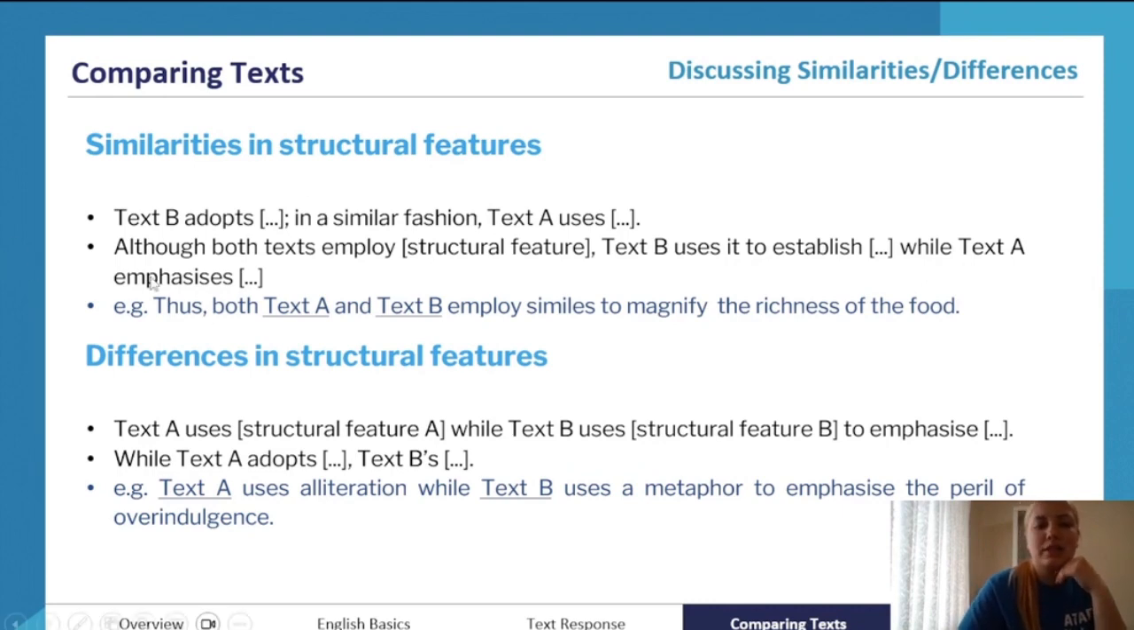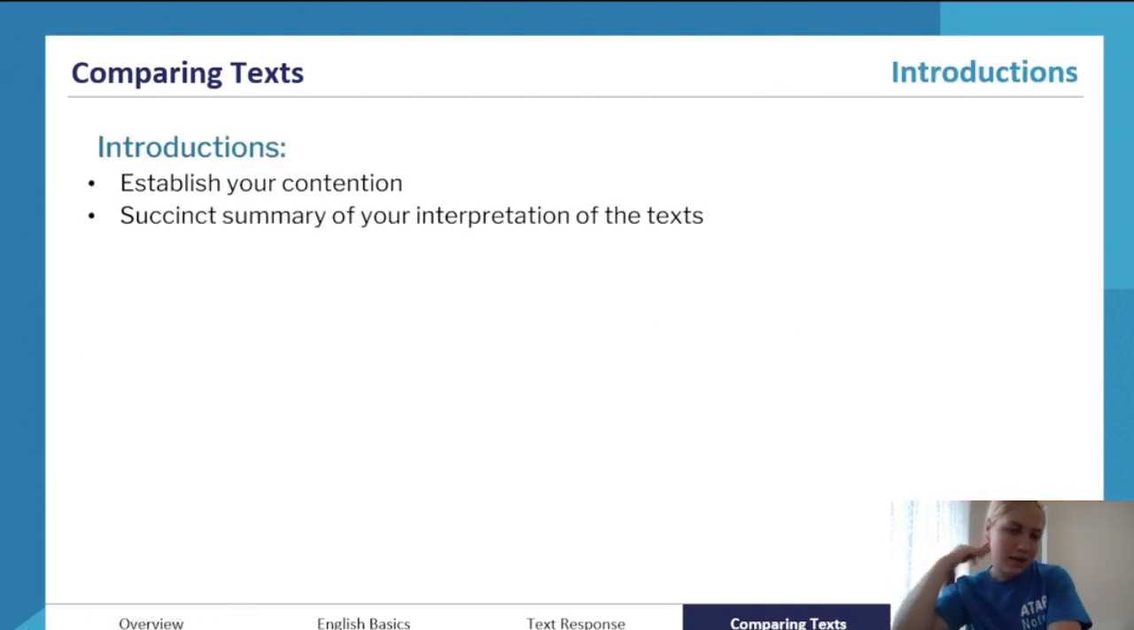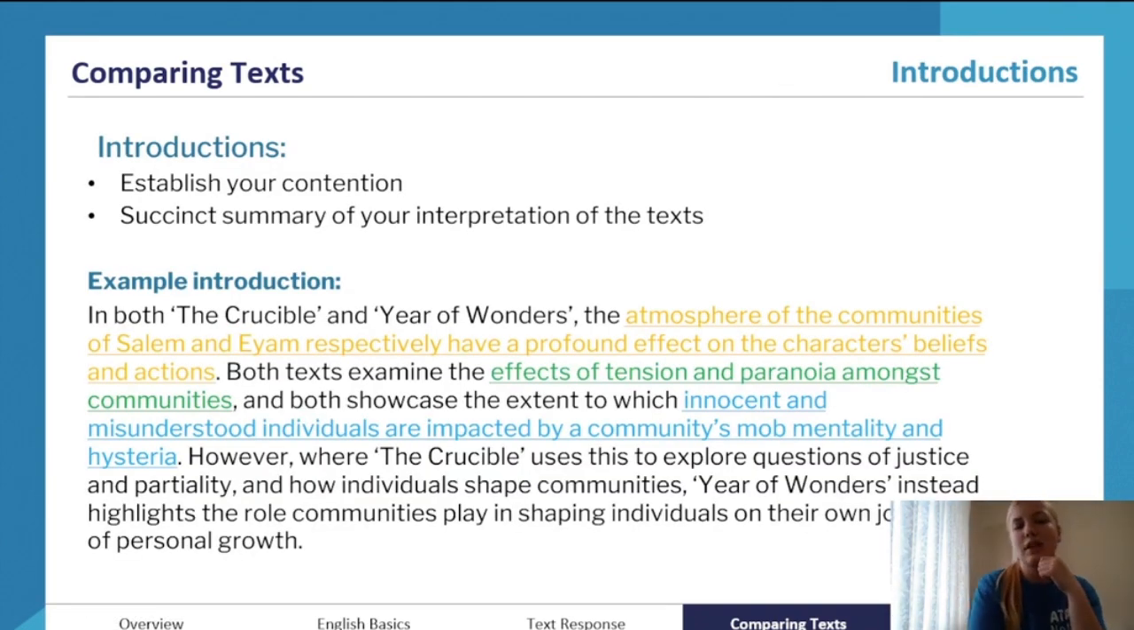I really like this one. This is an example of a nuanced link. Although both texts employ a certain structural feature, they use it for different reasons, different ideas to be presented. Text B uses it to establish X, while text A emphasizes Y, so something else. Wonderful. Let's have a look at structure.